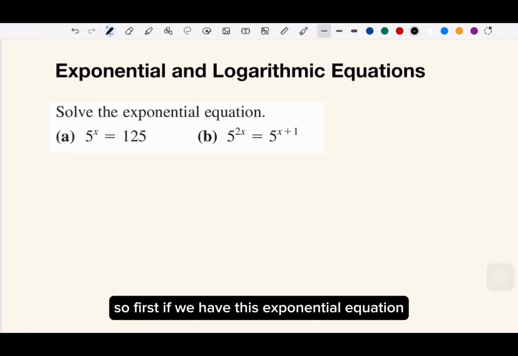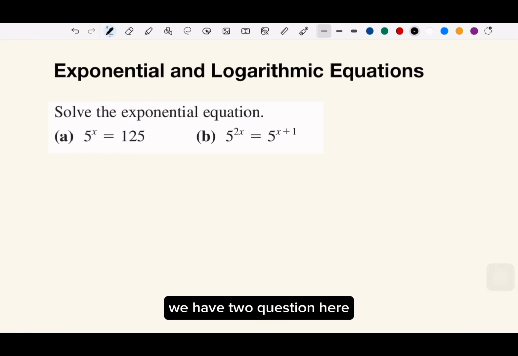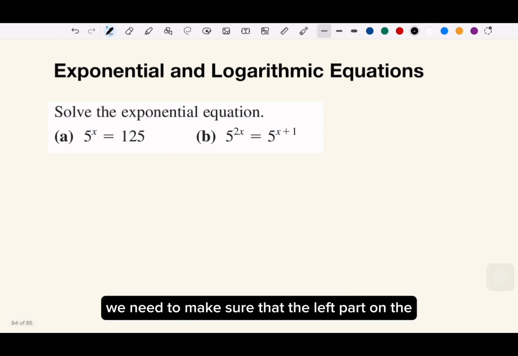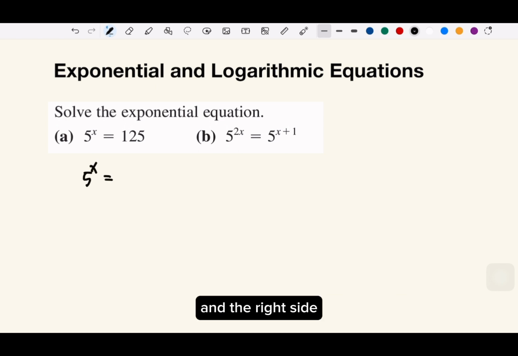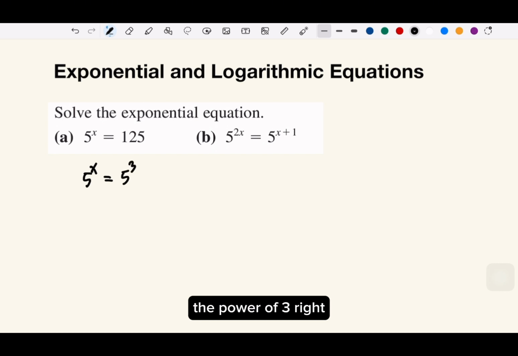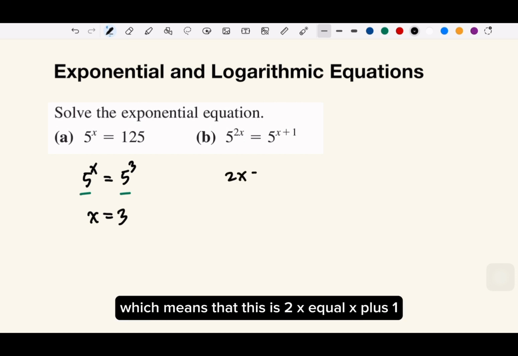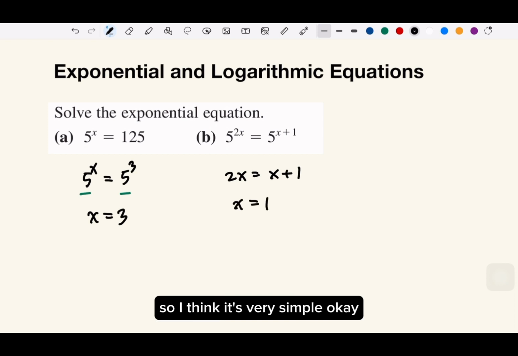So first, if we have this exponential equation, we have two questions here. 5 to the power of x equals 125. I think it's very simple. Basically, we need to make sure that the left side and the right side are in the same exponential form. So 125 is 5 to the power of 3, right? And when this happens, it means that this has the same base. That's the key. We need to make sure that the base is the same, and we can equate the exponents. So x is equal to 3. The same thing with this one, it's already in base 5, which means that 2x equals x plus 1. So x equals 1. I think it's very simple.